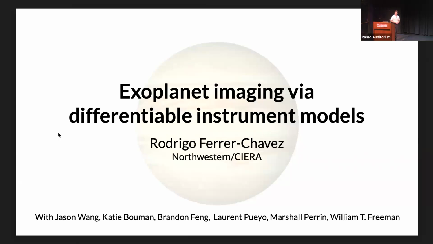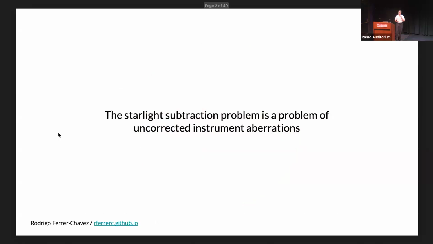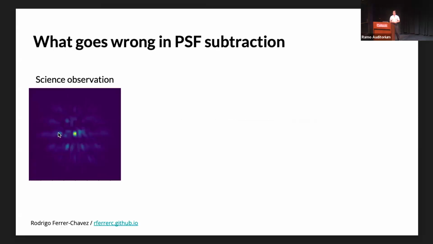Okay, hello, my name is Rodrigo, and let's talk some more PSF subtraction, right? But I want to point something out first. What I want to highlight throughout this talk is that the problem of PSF subtraction is a physics problem, not only a data analysis problem. The speckles are there, the starlight is there to begin with, because instrument aberrations are there that we haven't corrected. So what I want to argue is that if we keep this in mind throughout our algorithm development, we can get very far. And I will show some results in the second half of the talk that put this to the test. So let's talk about what goes wrong usually in PSF subtraction.